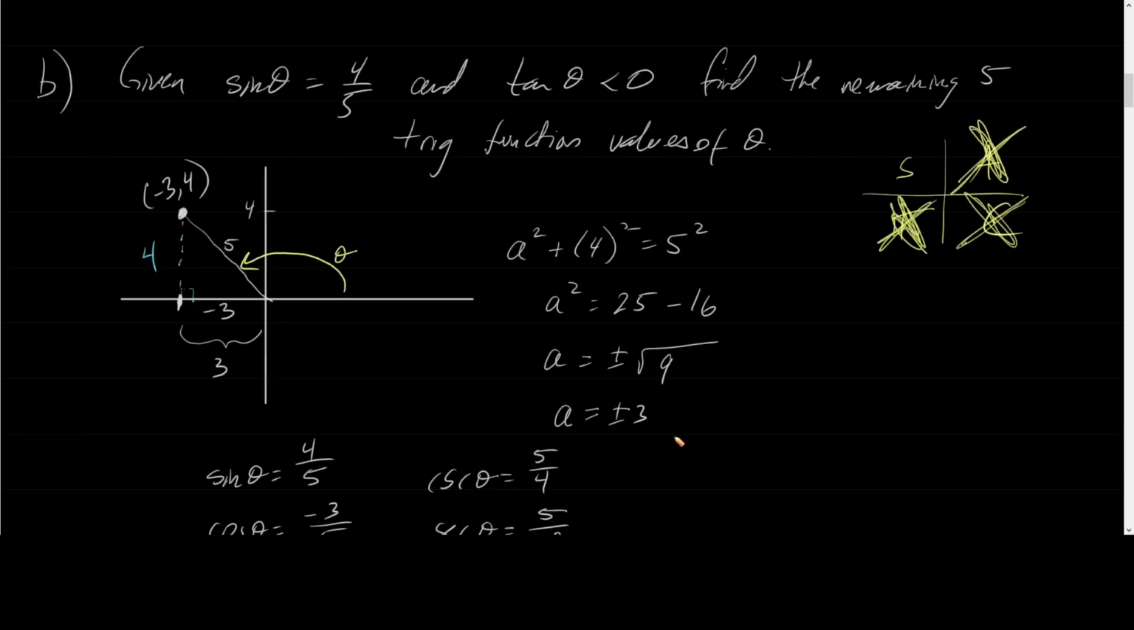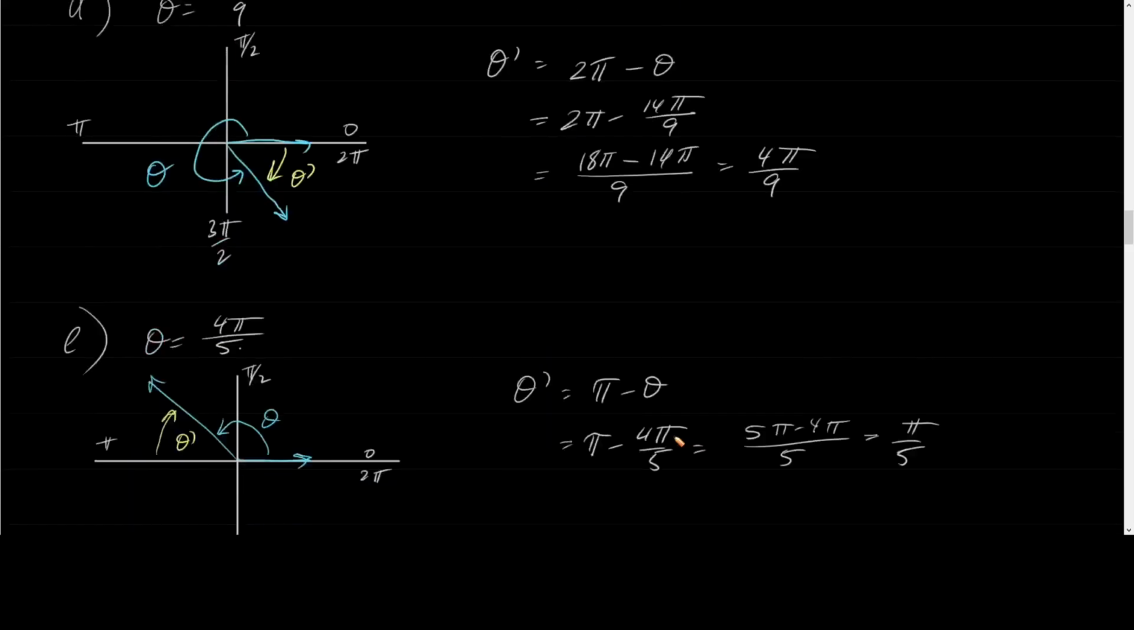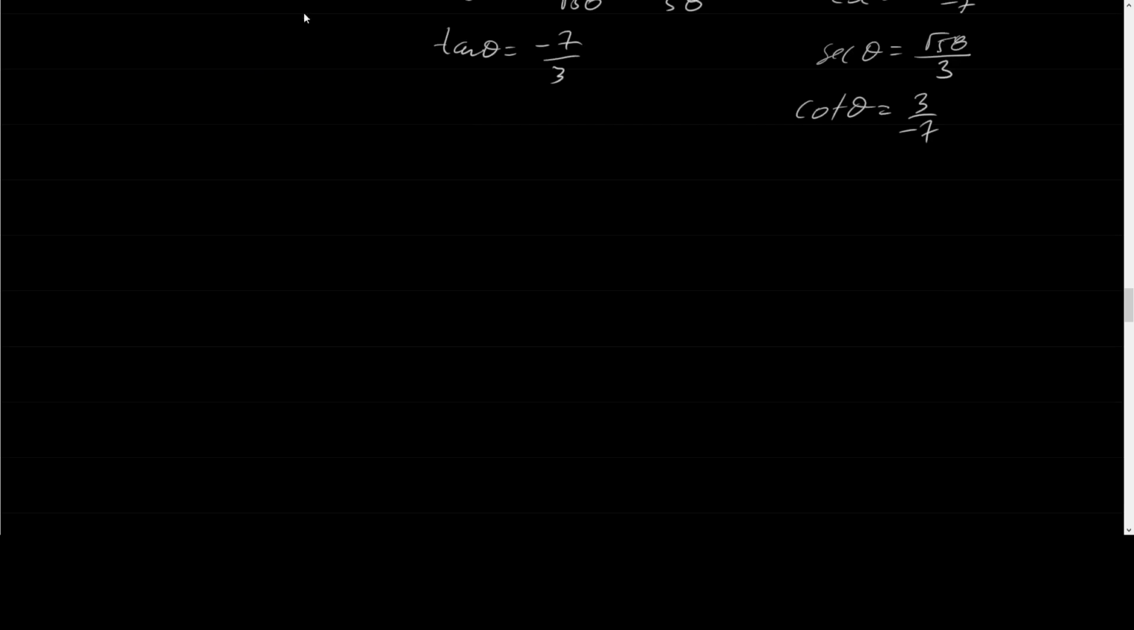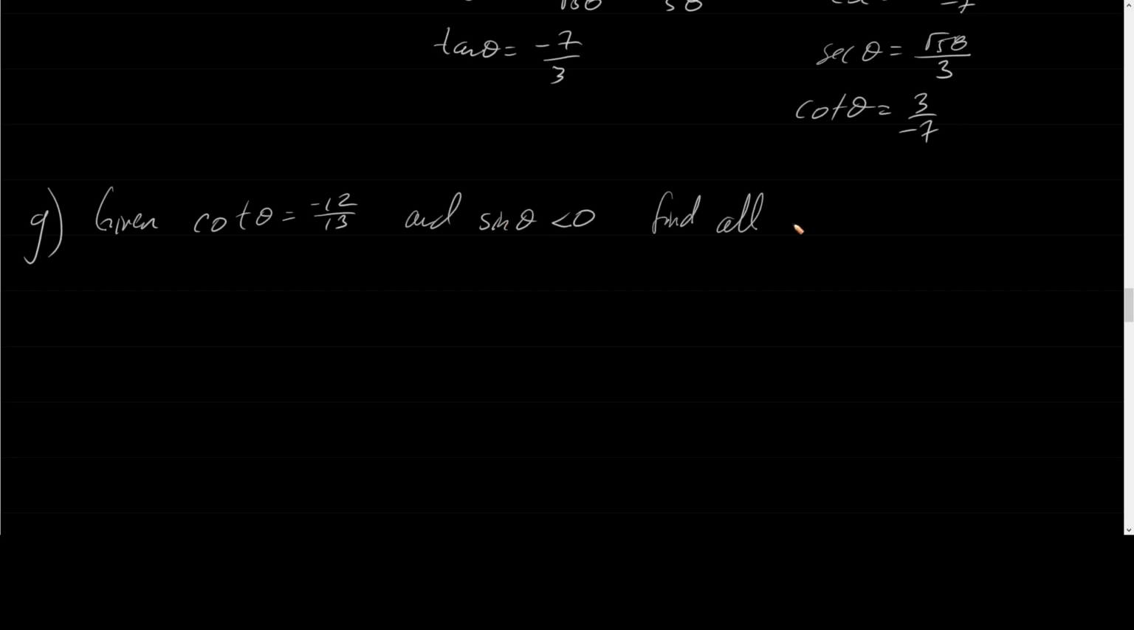So let's do an example like this one with reference angles. That was F. Let's look at G. Let's say in G I said, given that cotangent theta is equal to negative 12/13 and sine theta is less than 0, find all remaining trig values.